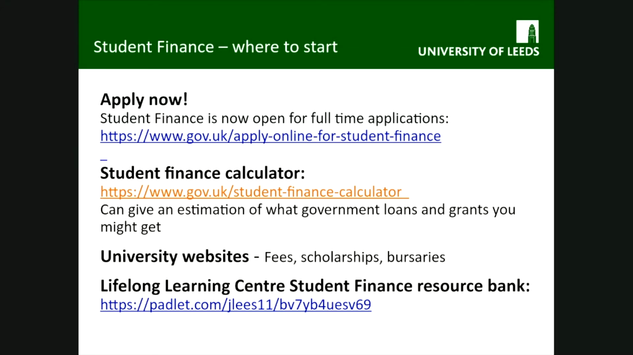A really simple way to find out what you might be eligible for is to go onto the student finance calculator. The links you should see in front of you now, the middle one that is, can give you a really good estimation of what you could be eligible for, and what government loans and grants and bursaries, the things you don't have to pay back, you could be entitled to. And there's lots of information available on our website as well.